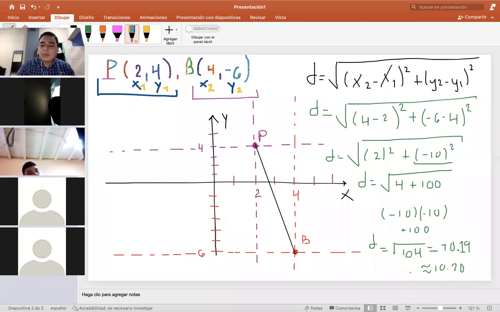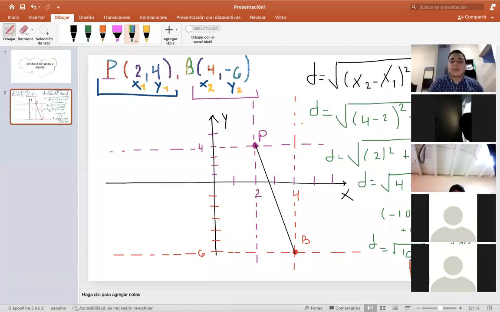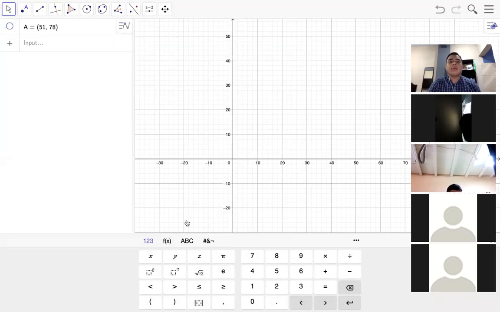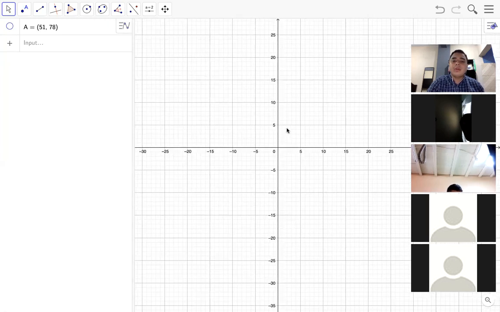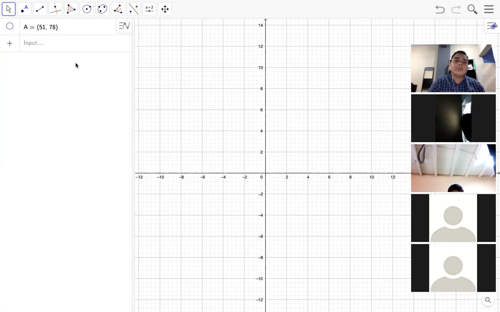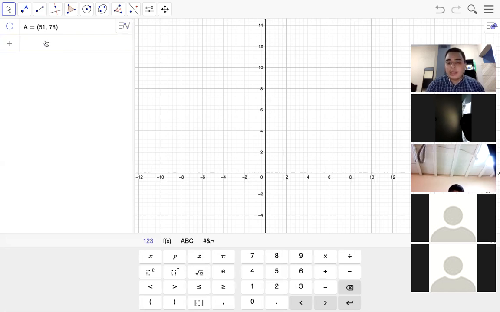But now, let's see something new, guys. I'm going to show you another software called GeoGebra. As you can see, we have a coordinate plane in here. We can graph whatever we want to graph. So, who can give me the first point that we did? Which are the numbers of the first point, guys? 2 and 4, like this.